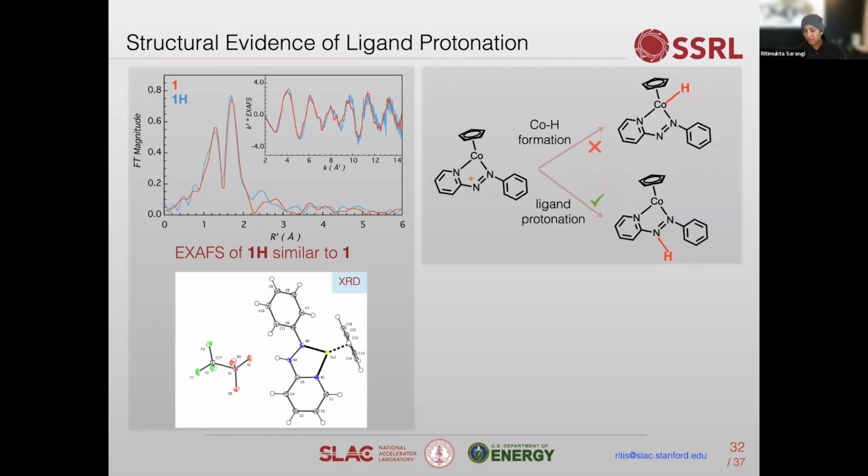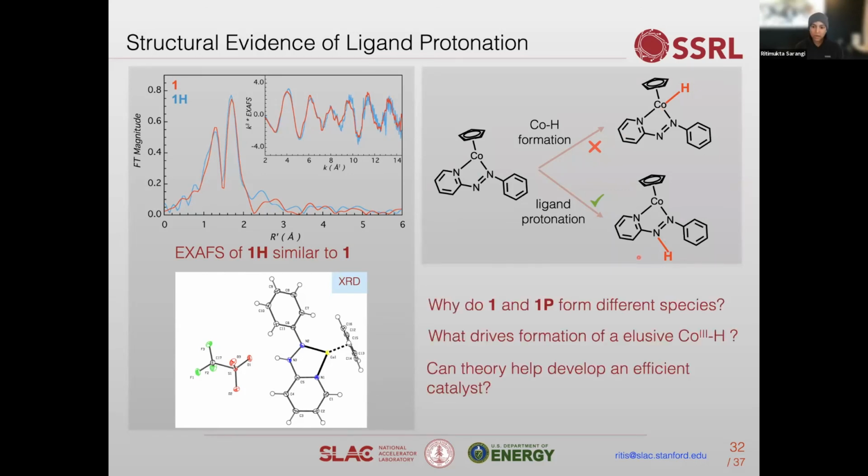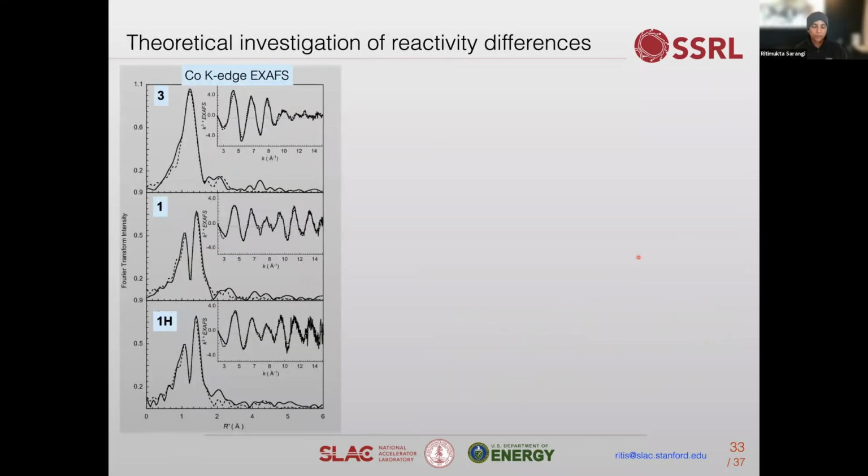So what we are saying, you start from this, you expect this to happen, but actually this happens, right? And so the questions here are, why are the reactivities different? In one case you form the cobalt-3 hydride, and in the other you form a cobalt-1, protonation of the ligand. And at this point, you were saying, can theory help understand this difference and then leverage it to develop an efficient catalyst?